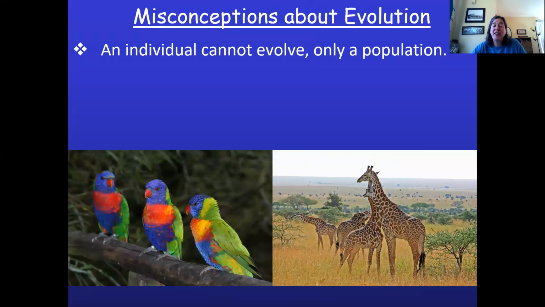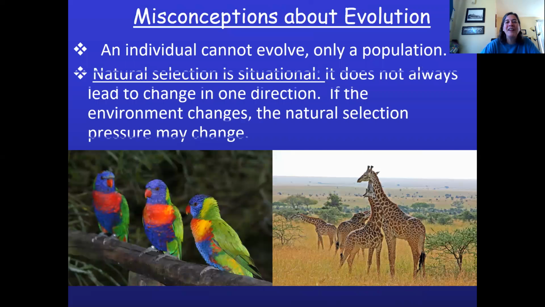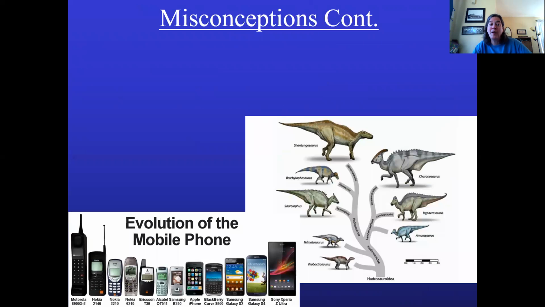Other misconceptions: an individual cannot evolve, only a population. When you're talking about evolution, we're not talking about your evolution of yourself over your life. And it's situational. It doesn't always lead to changes in one direction. It can go back and forth. One of my favorite examples of this is on the next slide: as climate changes, as different environmental pressures change, or with the introduction of a new species, evolution can go either way. So it's not like a one-way thing.